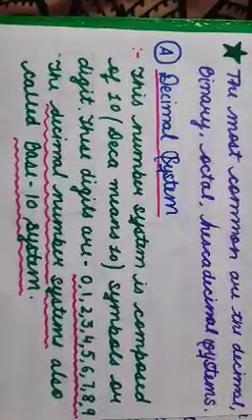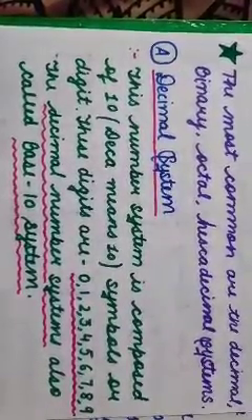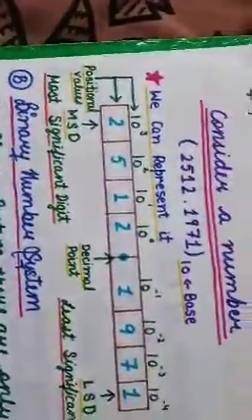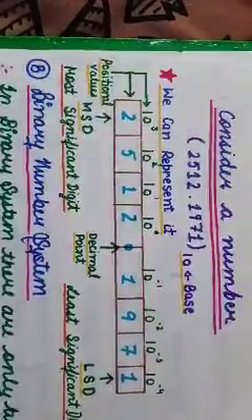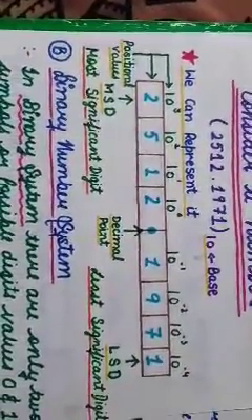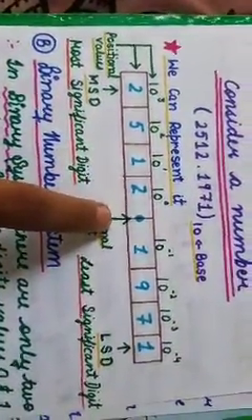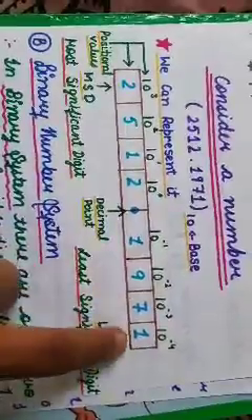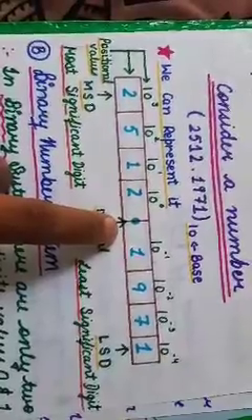The decimal number system is also known as the base 10 system, or we can say that the base of the decimal number system is 10. 10 means the deca. Consider a number 2512.1971, base 10. Base 10 means it is the decimal number system. We can represent it in a figure: 2512, decimal point, 1971. The decimal point is the middle point of the number.